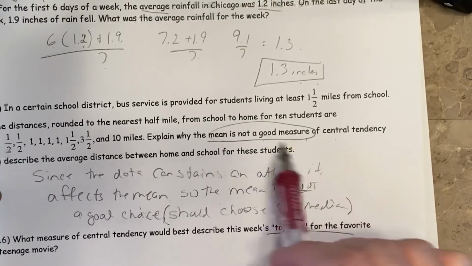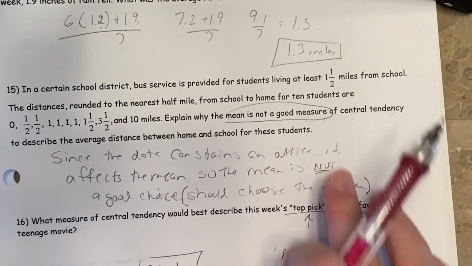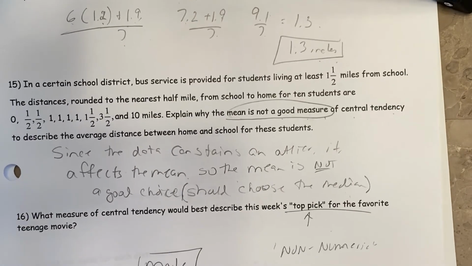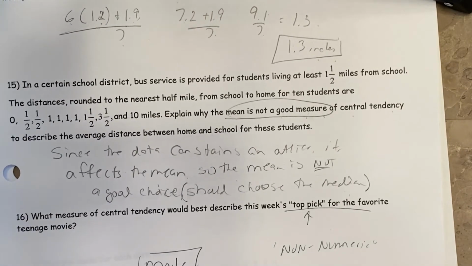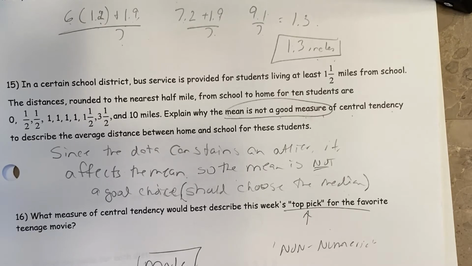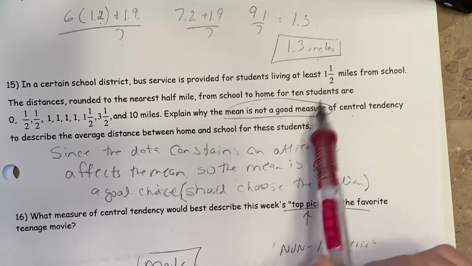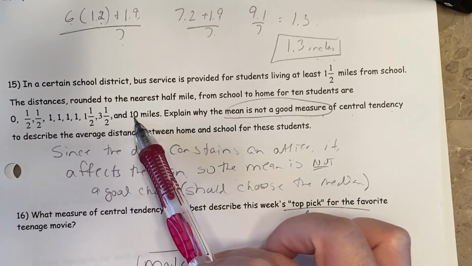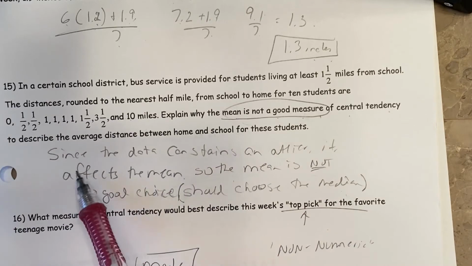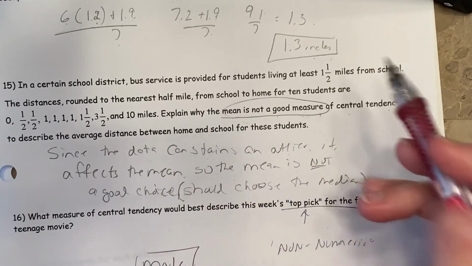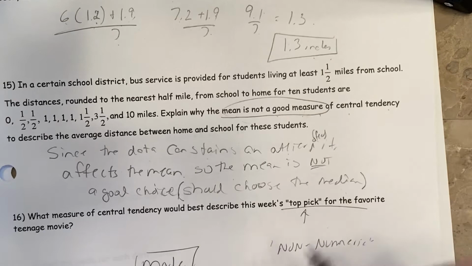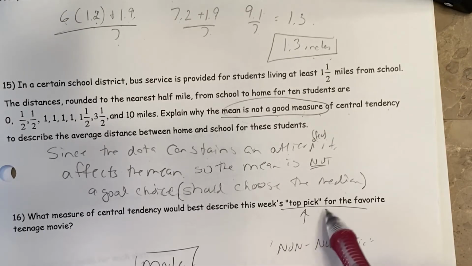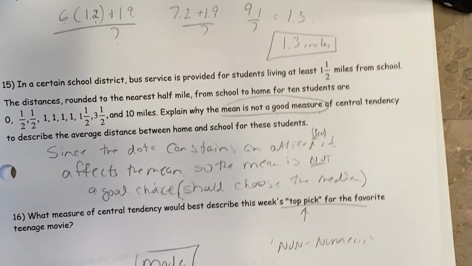When you get something like this, automatically in your mind you should be thinking outlier. Does this have an outlier? The mean is always affected by an outlier. If you have all 90s and 100s and you get a grade of like a 20, it's going to affect your average. So if they're saying anything like this, we should be thinking outlier. Is there an outlier? Yes, 10 is pretty far away from the rest of these. Let's see what I wrote. Since the data contains an outlier of 10, it affects the mean, so the mean is not a good choice. And then obviously the mean is no good, so you would say the median is.